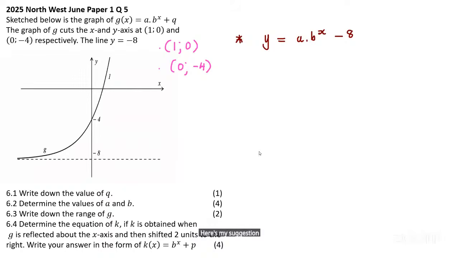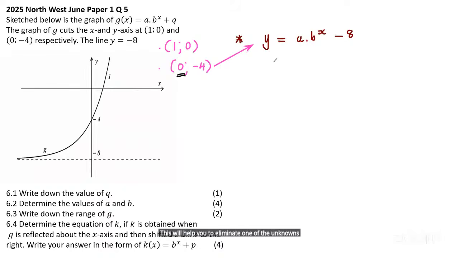Here's my suggestion. When dealing with an exponential graph, when you are substituting, start by substituting the value where X is 0. It helps you to eliminate one of the unknowns. Let me say that again. When you are substituting, looking for A, B, start by substituting the value where the X is 0. This will help you to eliminate one of the unknowns.